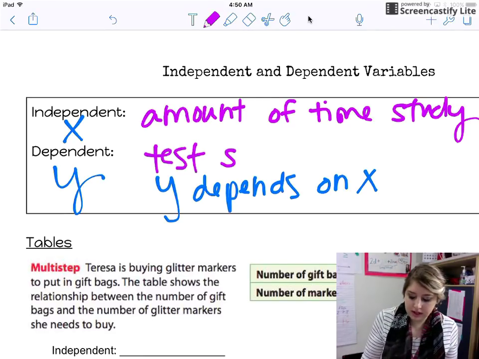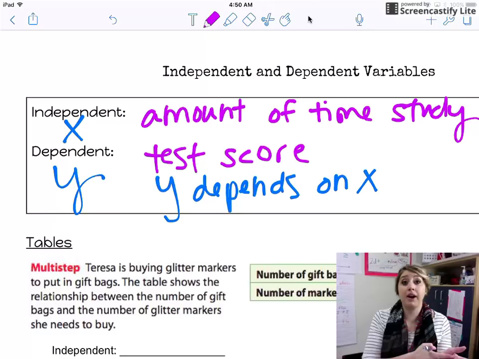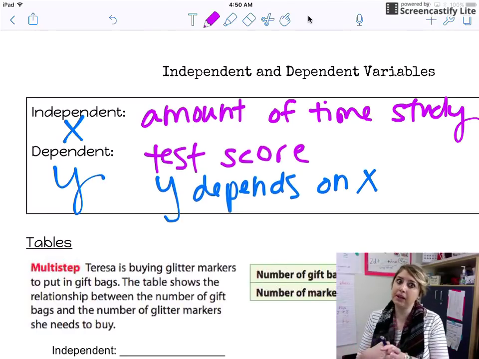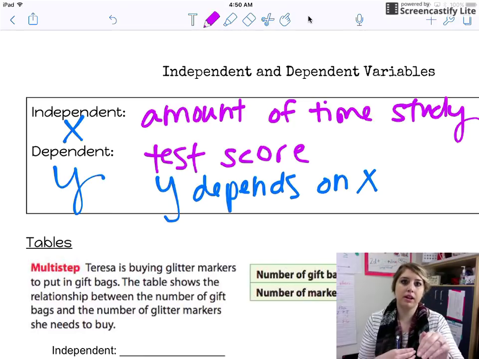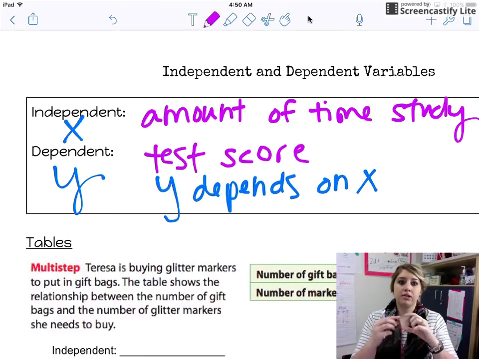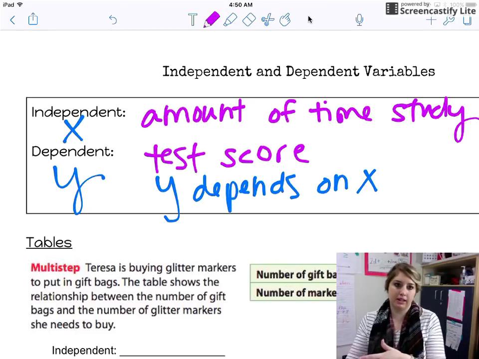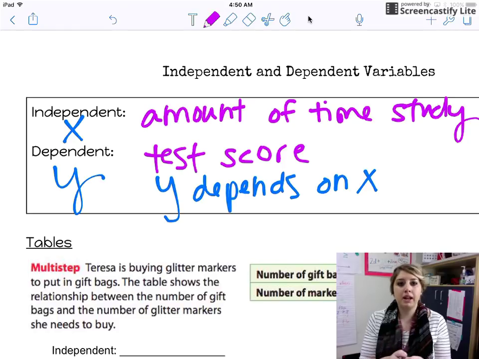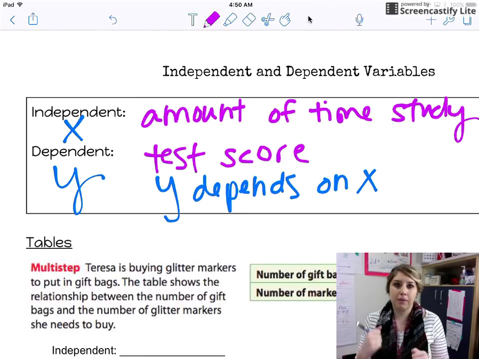So do you see how my y variable depends on my x variable? If I study a lot, I'm probably going to get a higher test score. But if I don't study at all, do no studying, my test score is going to be lower. So my independent impacts my dependent. My y depends on what happens with x. My test score depends on my x. So my independent is x all the time. My dependent is my y.